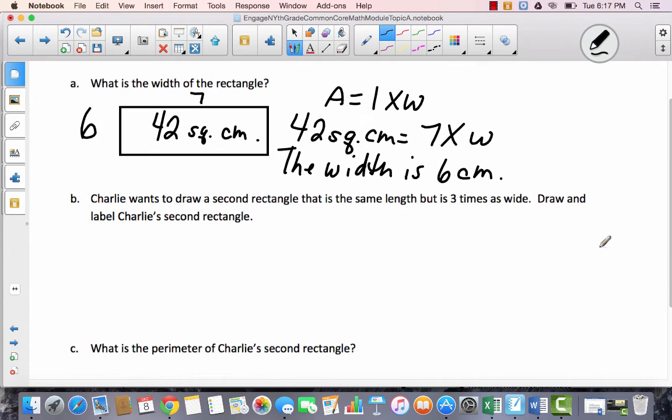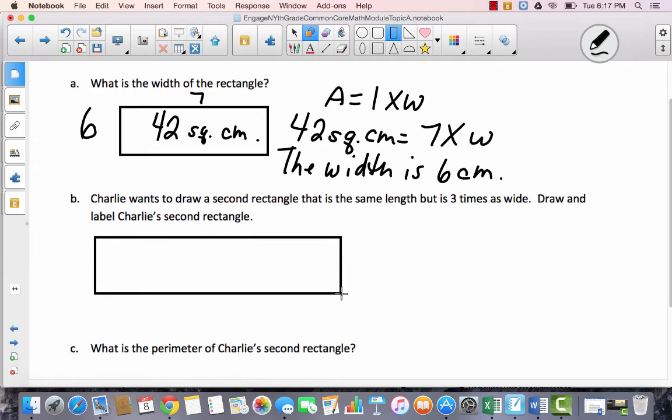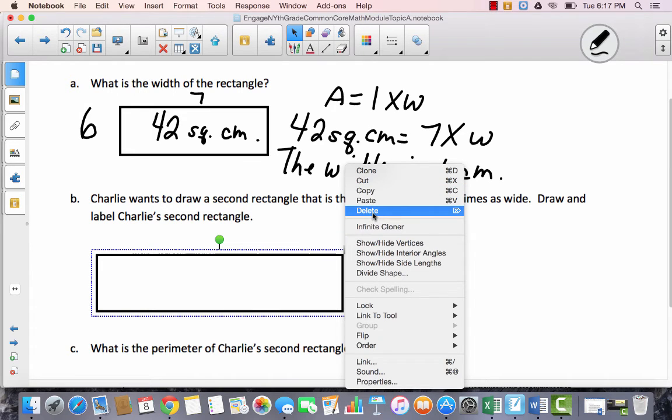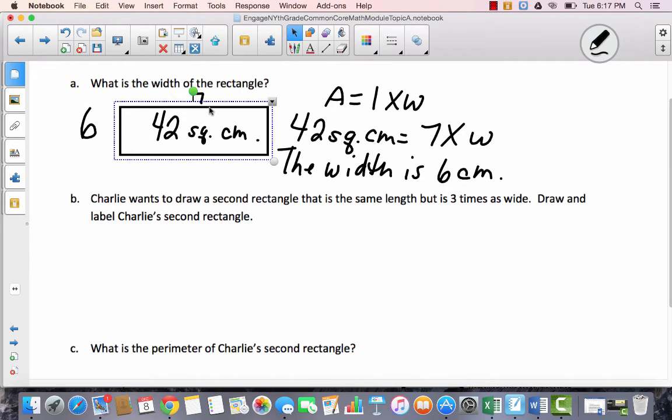Okay, so I'm going to draw another rectangle. I'm going to use my rectangle drawing tool again because I don't want to look like a mess. Now let's move that down a little bit so I can draw on it. It says here that it has the same length. So actually, I didn't draw this very accurately, because if the length is 7 and it's 3 times as wide, then this isn't exactly what that rectangle would look like. So I'm going to delete this and try this again. Because really, this rectangle is going to be the same width as this.